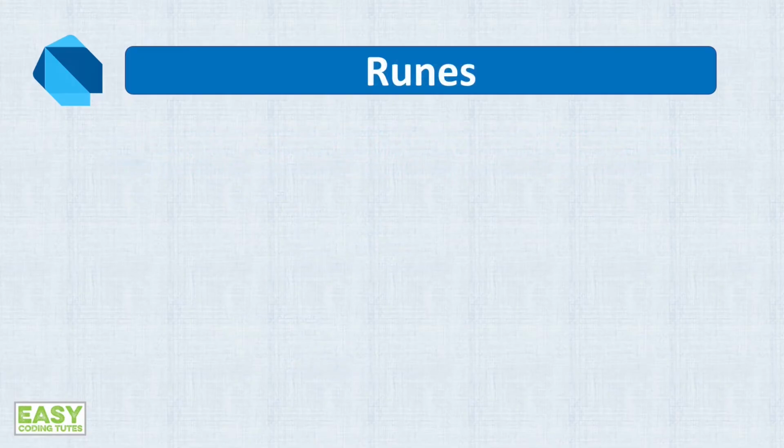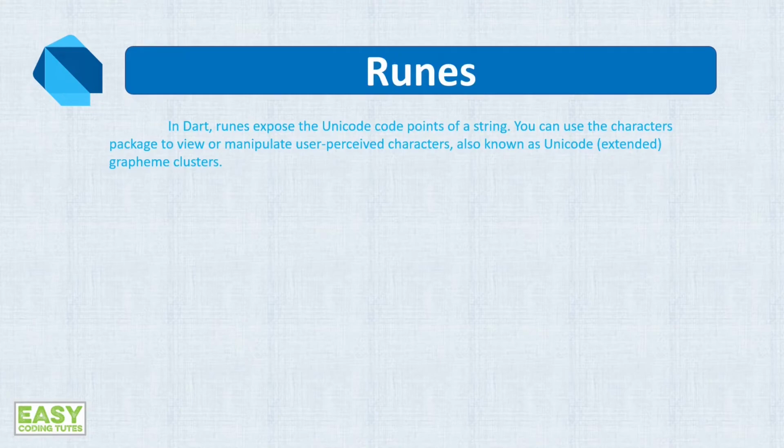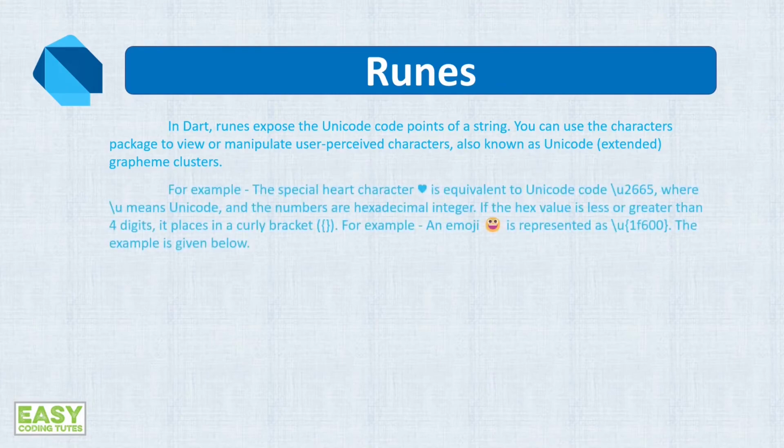The next is runes. In Dart, runes expose the Unicode code points of a string. You can use the characters package to view or manipulate user-perceived characters, also known as Unicode grapheme clusters. So for example, the special heart character is equivalent to the Unicode code \u2665, where \u means Unicode and the number is a hexadecimal integer.